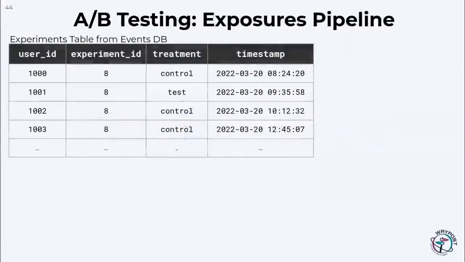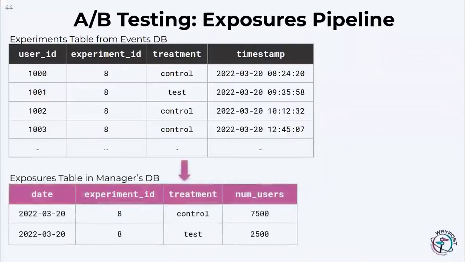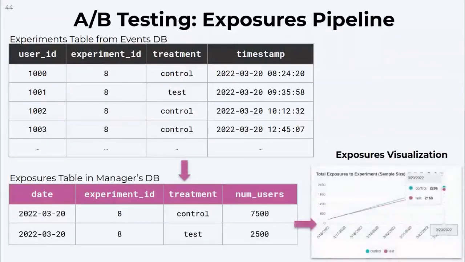The Manager app accomplishes this with this exposures pipeline. This pipeline runs once every night to aggregate the amount of users bucketed into each cohort of the experiment, and it stores this aggregated data into a table in the Manager app's database. This data then gets displayed on the front end as a line chart, essentially depicting the sample size of each cohort over time. The developer can use this chart to determine how much longer the experiment should run.